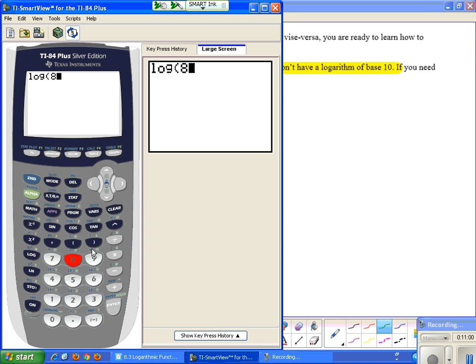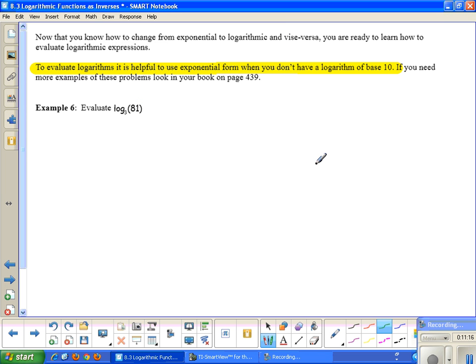So like if I did this one, this would say the log base 10 of 8 would be equal to a value of 0.903, etc. And again, I don't have a button to put a different base, so we can only evaluate log base 10 in the calculator. So I'm going to write that down. Can only evaluate logs of base 10 in the calculator.